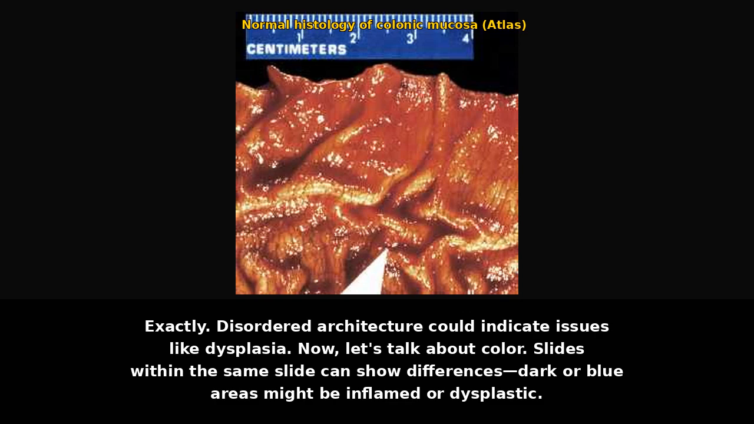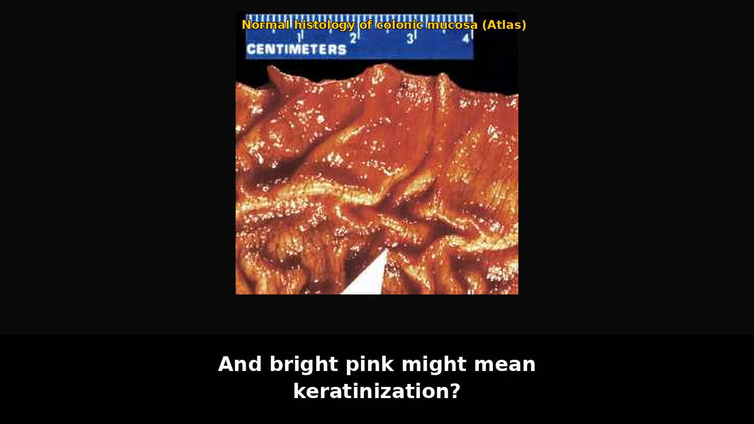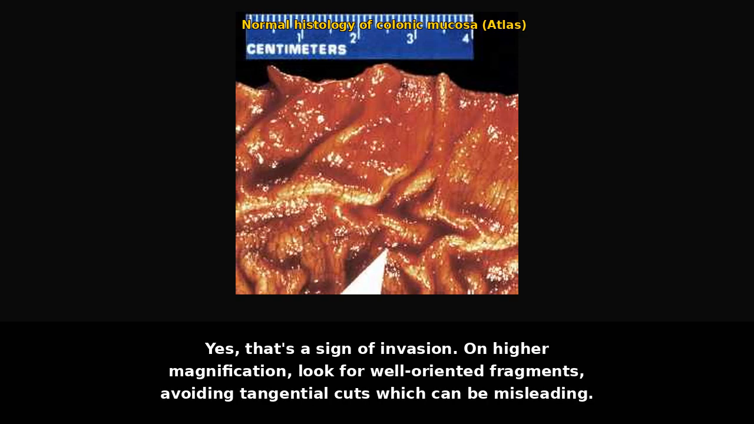Now let's talk about color. Areas within the same slide can show differences. Dark or blue areas might be inflamed or dysplastic. And bright pink might mean keratinization. Yes, that's a sign of invasion. On higher magnification, look for well-oriented fragments, avoiding tangential cuts, which can be misleading.